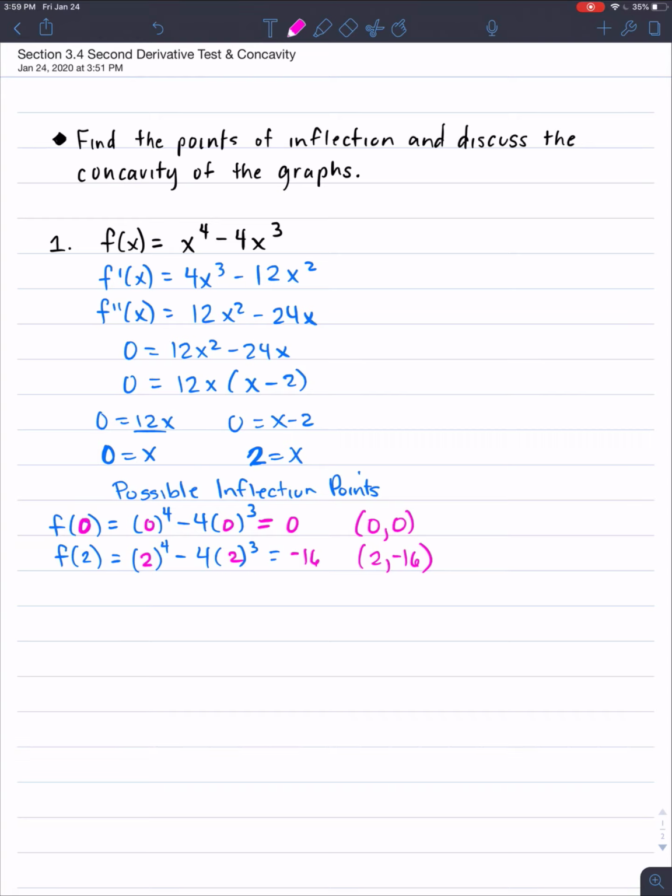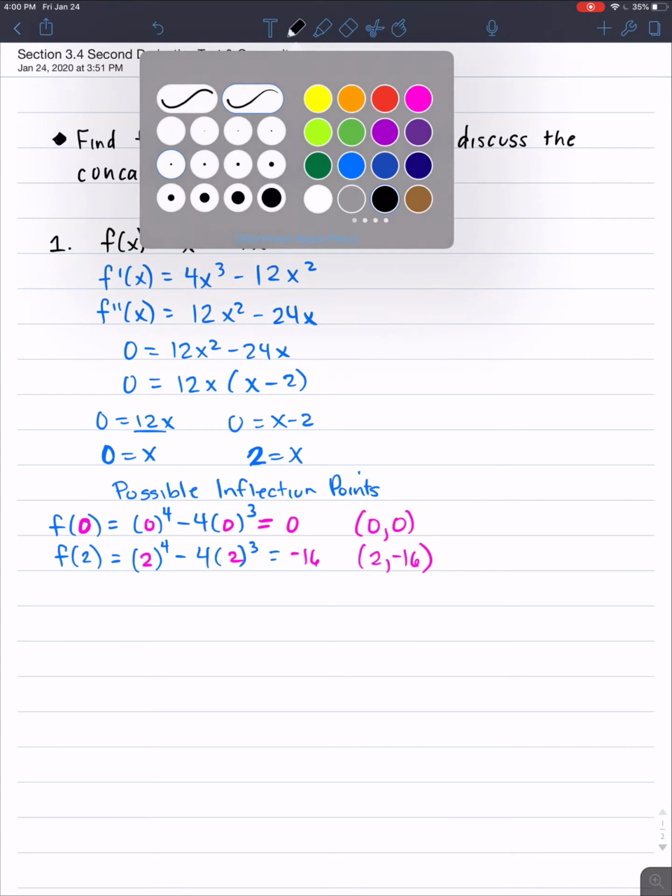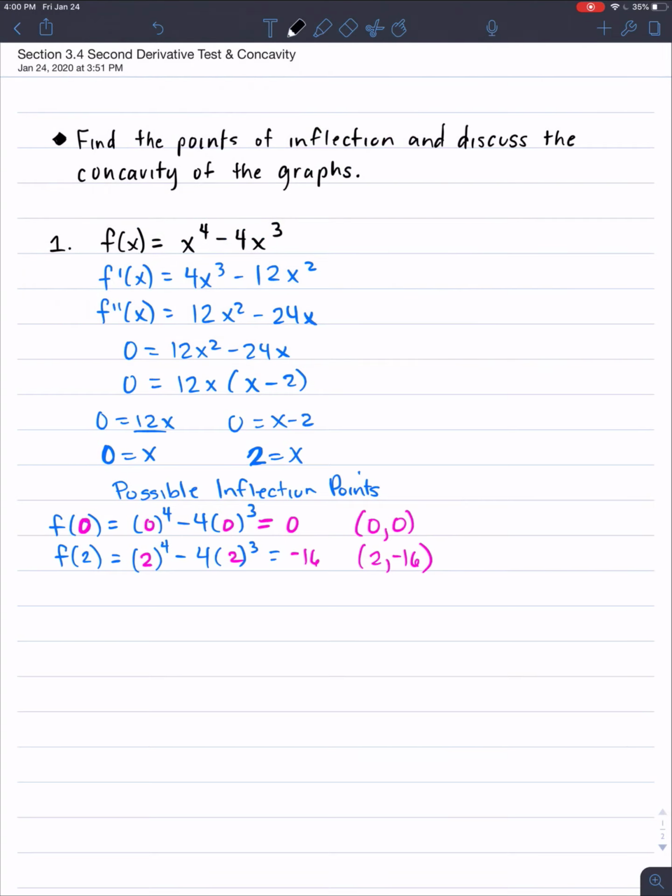Now those are possible inflection points. We're going to come over here and finish doing some more work to see if they in fact are, and this is the process for that. We start with our possible inflection points and put them in order, so we have 0 and 2.